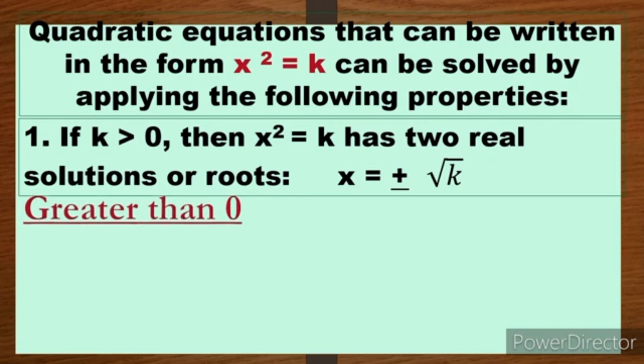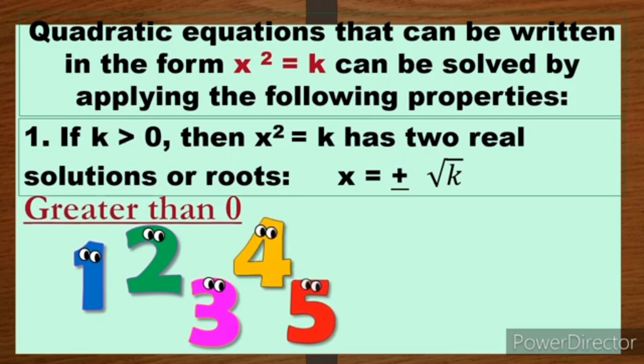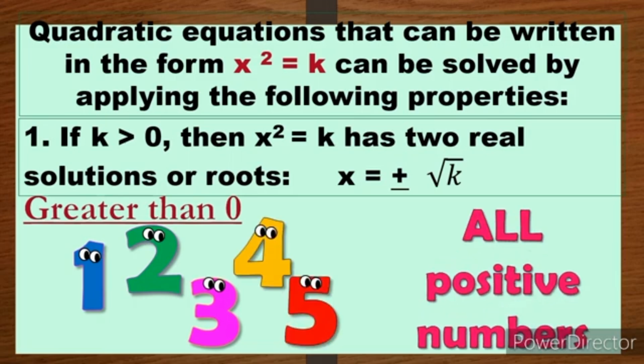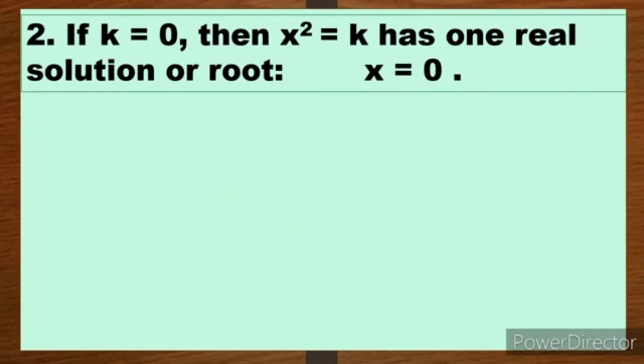So greater than 0. So what are those numbers? Okay, they are positive 1, positive 2, positive 3, 4, 5, and all positive numbers. Those are k greater than 0. Okay, so that is the first property, na kapag yung k ay greater than 0, magkakaroon ng dalawang solutions or dalawang roots ang quadratic equations. Okay, so next, let's have the second one.